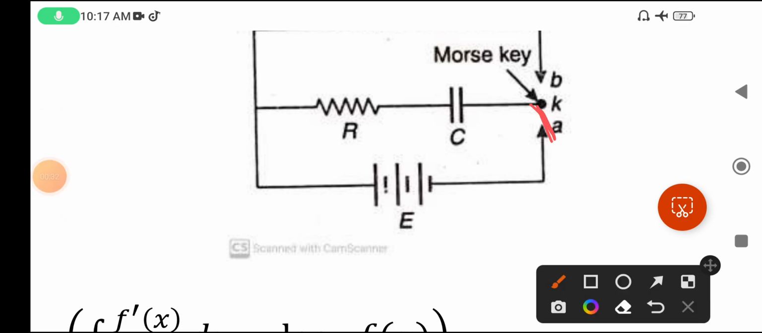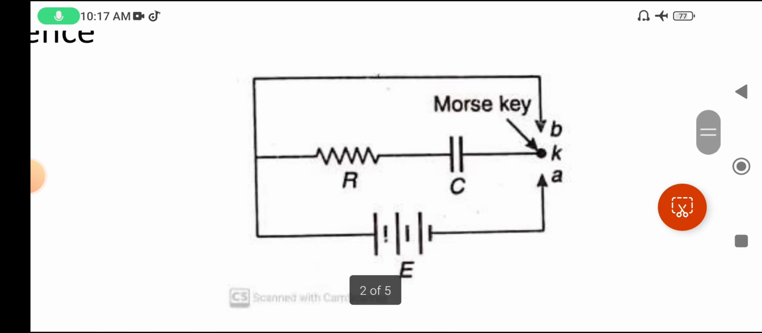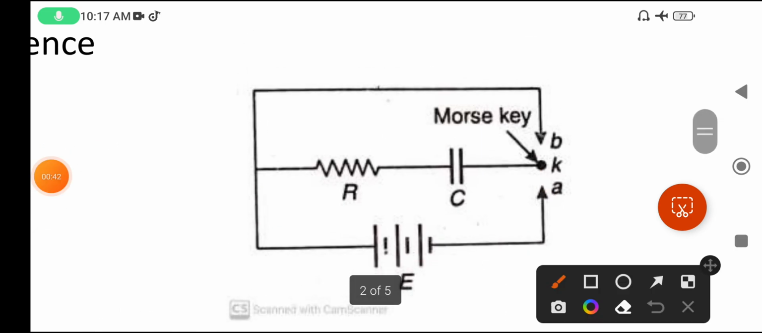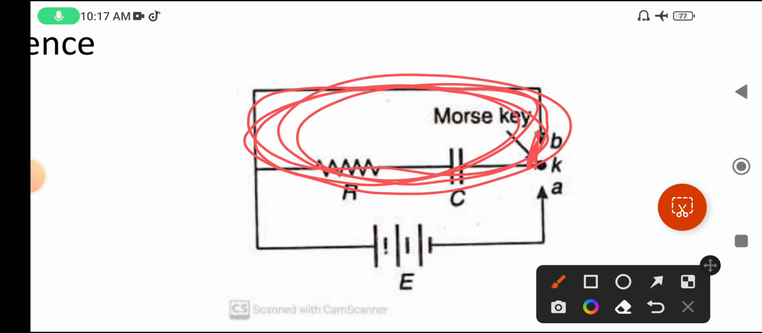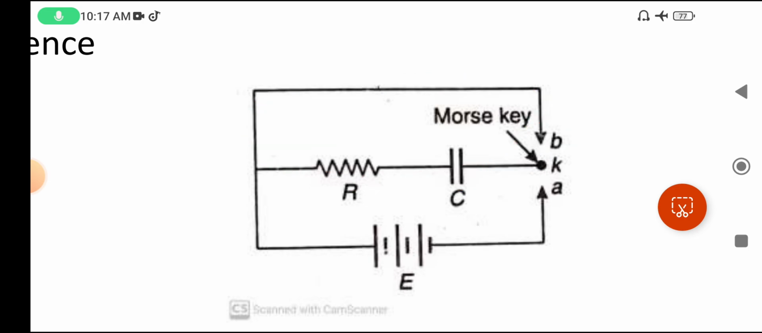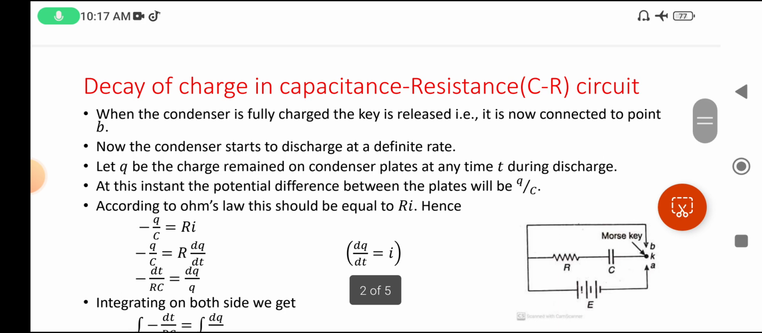When K is connected like this, then this circuit will be closed. But it indicates growth of charge. Decay of charge is like this. When K is connected to B, then this circuit will be closed. In this circuit, there is no battery, so charging cannot take place. Discharging will take place. Discharging means decreasing, decay.